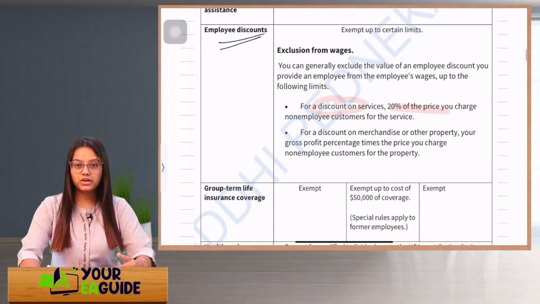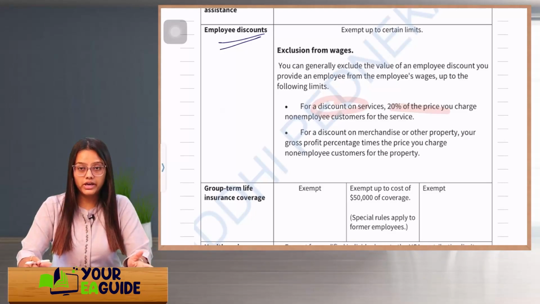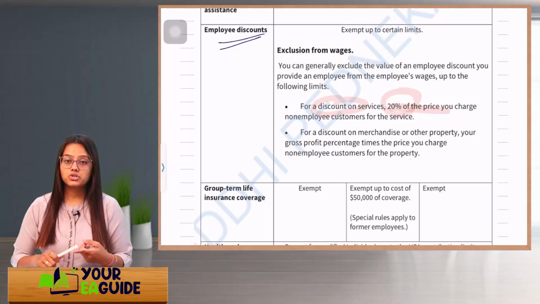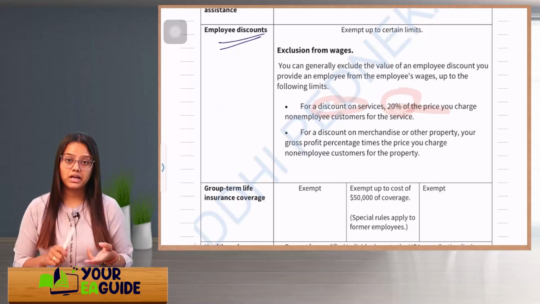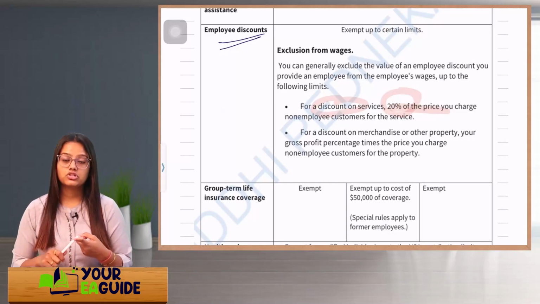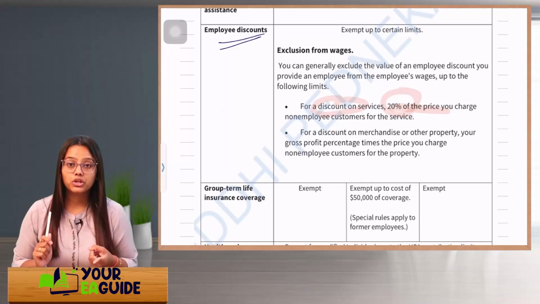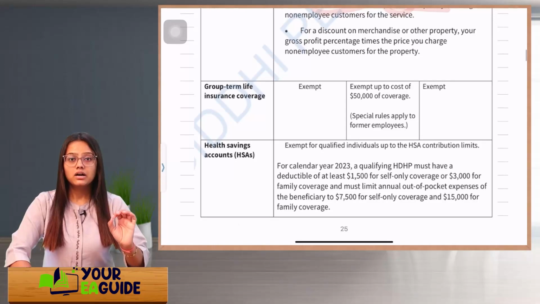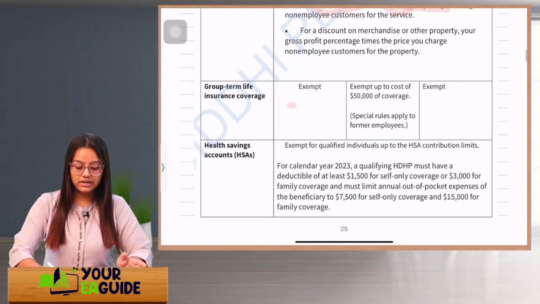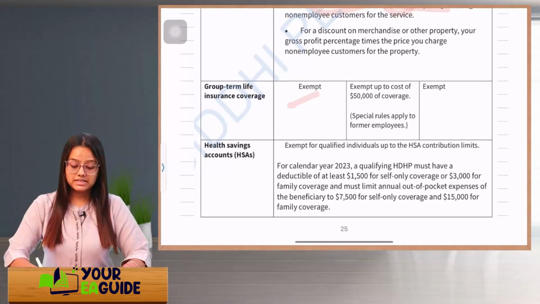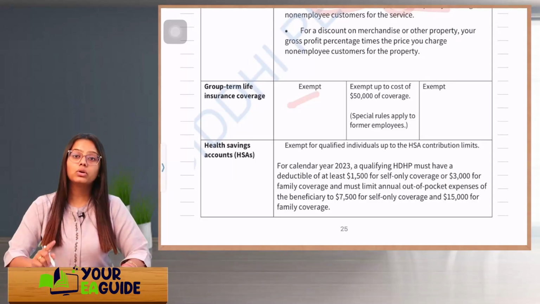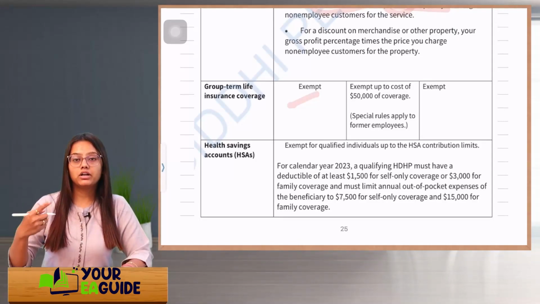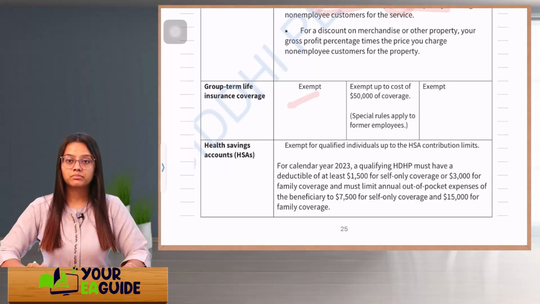Okay, let's say a person is working in a beauty salon and wants to have a haircut. Okay, so they can get a straight away 20% on the services, right? Let's say a person is working in some retail store, now he wants to buy some electronics, straight away he gets a discount which is equal to the gross profit percentage of the whole retail store. Next is group term life insurance, which we have already seen. It will be exempt from federal income tax, and it will be exempt from Medicare, Social Security only up to 50,000. Over and above that, it will be liable for Medicare, Social Security, right?